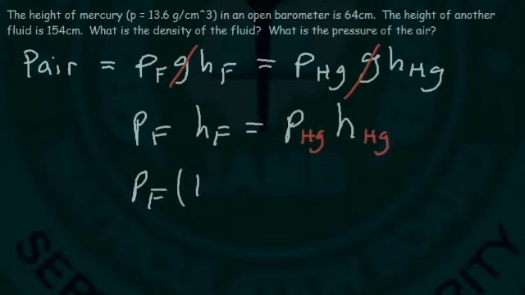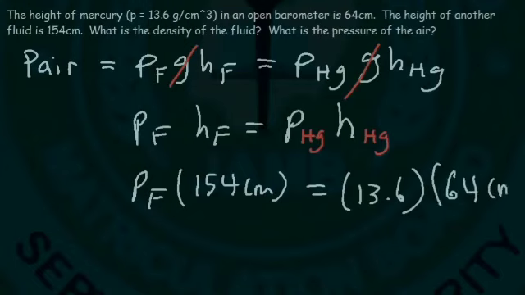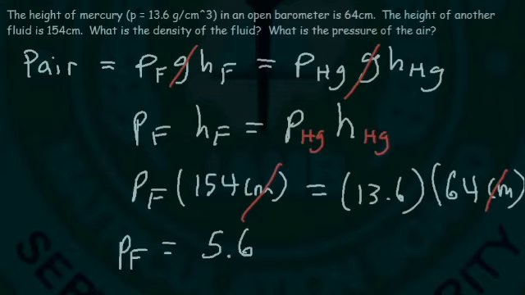The height of the fluid is 154 centimeters. The density of mercury, we can use the units grams per cubic centimeter. If we use those units, then the density of the fluid will also be in grams per cubic centimeter. And the height, we can leave it in centimeters because the height of the fluid is in centimeters. So the unit centimeters will cancel. So the density of the fluid is simply the density of mercury, which is 13.6, times the height of the mercury column divided by the height of the fluid column. So the density of the unknown fluid is 5.65 grams per cubic centimeter.